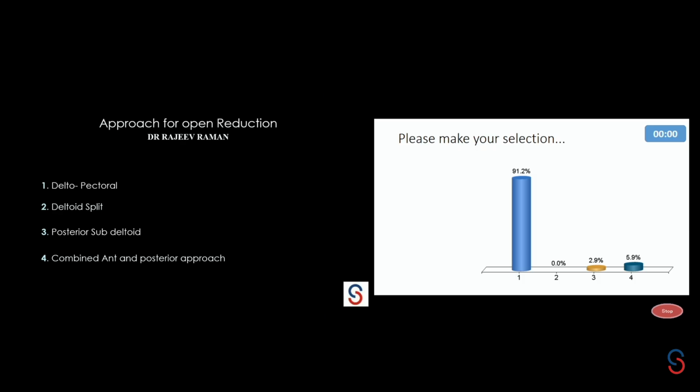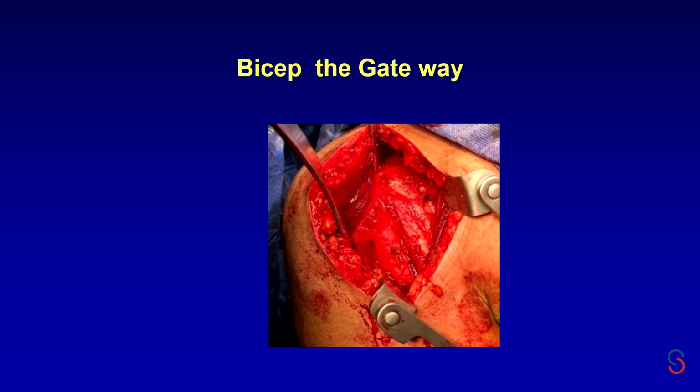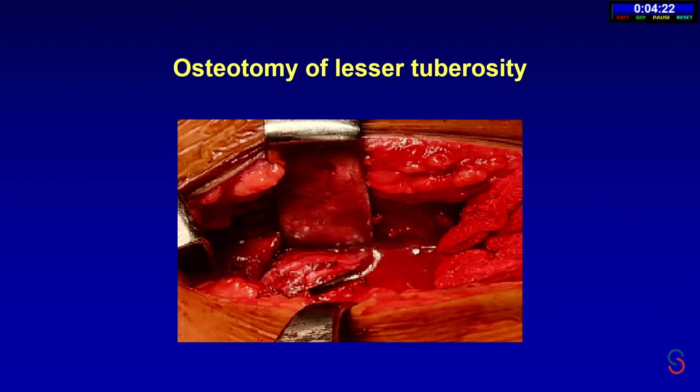So I used a classical deltopectoral approach, and you see the biceps is the gateway. First, you try to identify your biceps. Sometimes it's just entangled with your conjoint tendon. So try to release it, and then go for a lesser tuberosity osteotomy, and then you fix it. So what is your ideal fixation method, Roshan? You try to fix it with a screw? I always like to use an anchor? Screw. So I'm a screw man.